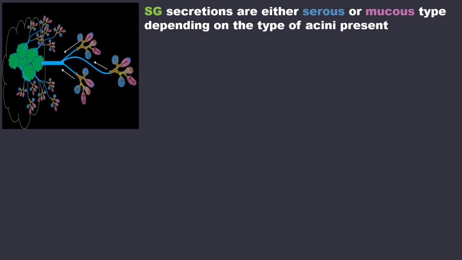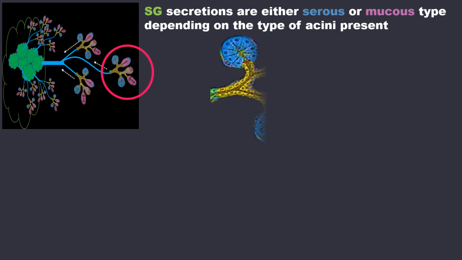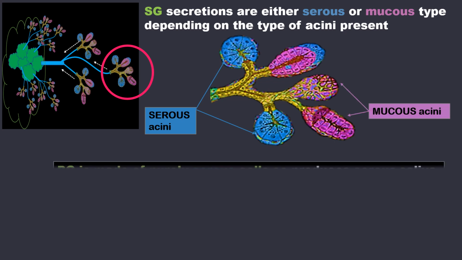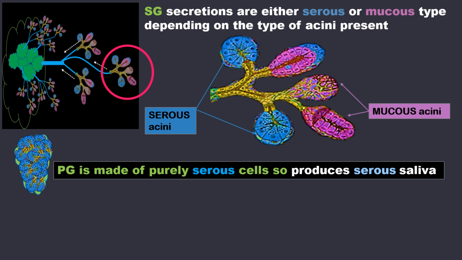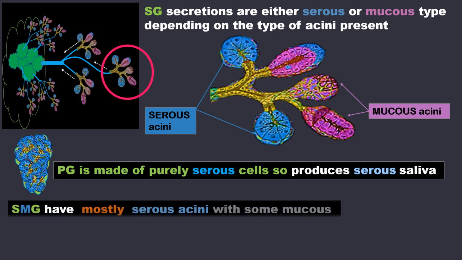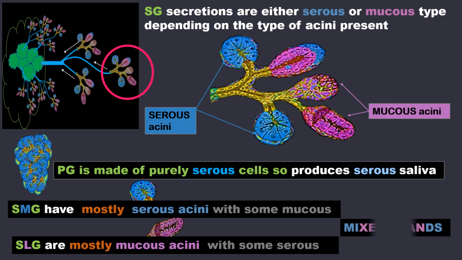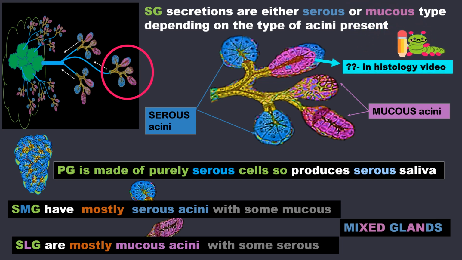Salivary gland secretions are either serous or mucus type depending on the type of acini present. These are the serous acini and these are the mucus acini. Parotid gland is made of purely serous cells, so produces serous saliva. Submandibular gland has mostly serous acini with some mucus, and sublingual gland has mostly mucus acini with some serous. And therefore these two glands are called mixed glands since they have both types of acini. There's more detail about these acini and the ducts in another video about the histology of the major salivary glands.